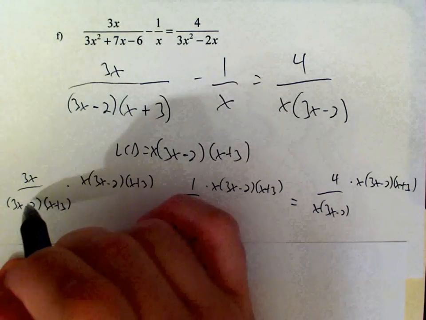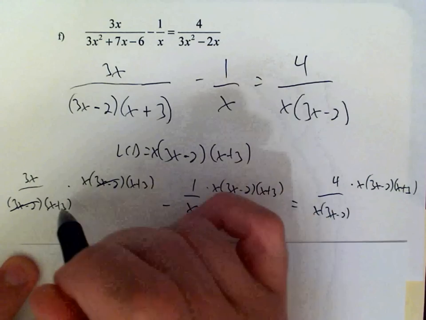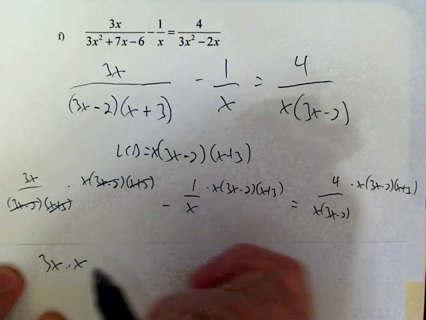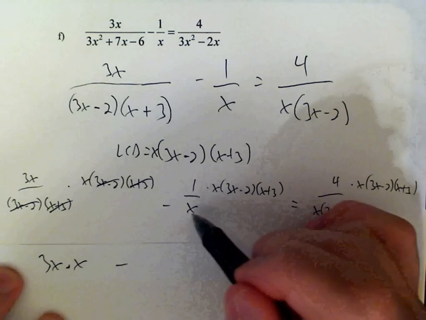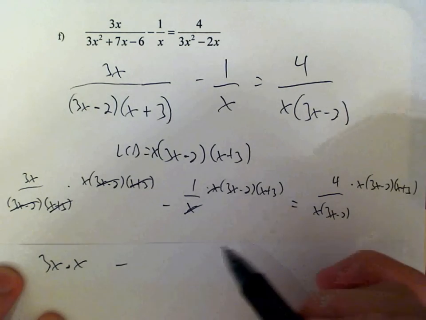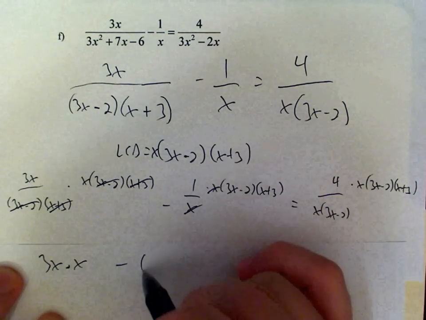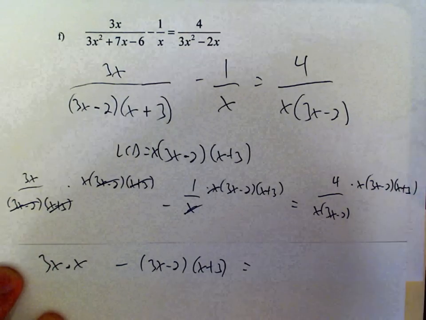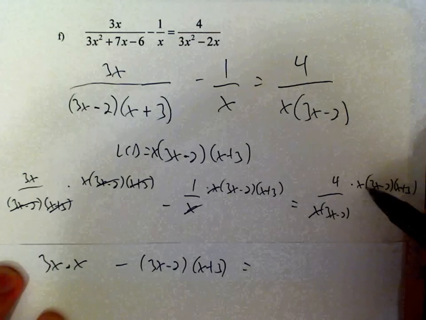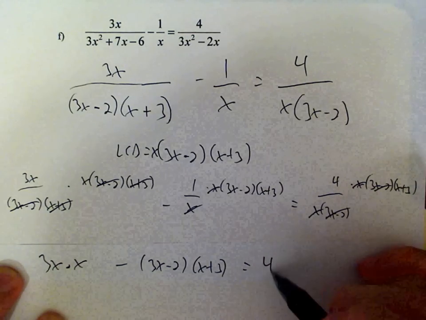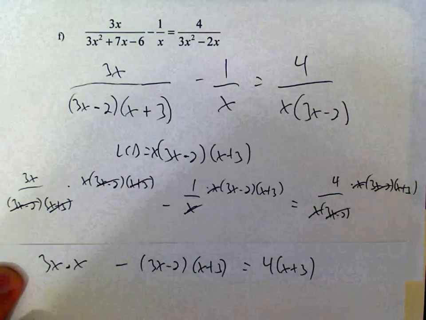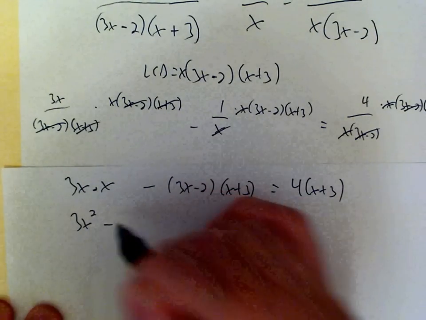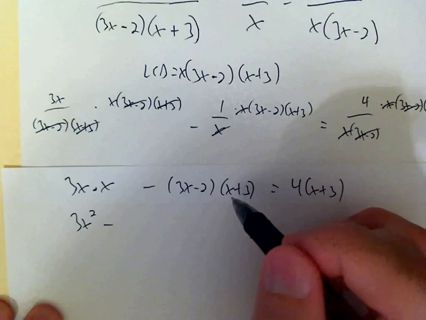Come back to the first fraction: the 3x minus 2's cancel, the x plus 3's cancel, and it leaves 3x times x. For the second fraction, the x's cancel, and it leaves minus 1, which I'm not worried about since it's been multiplied by the 3x minus 2 times x plus 3. And then for the last fraction, x's cancel, 3x minus 2's cancel, and it leaves 4 times x plus 3. Now I'm going to clean this up. 3x times x is 3x squared. Going to distribute or FOIL the 3x minus 2 times x plus 3.